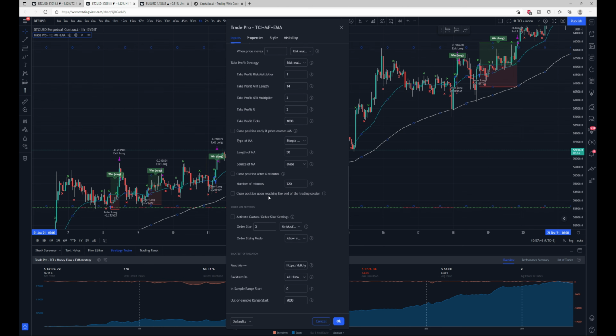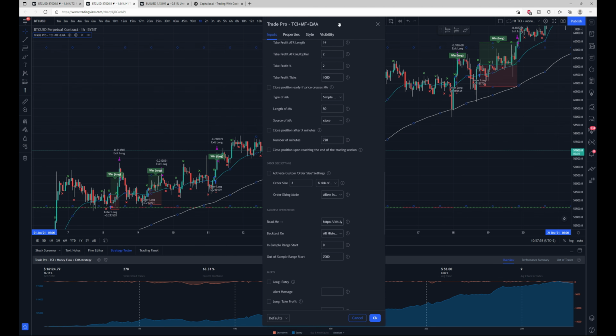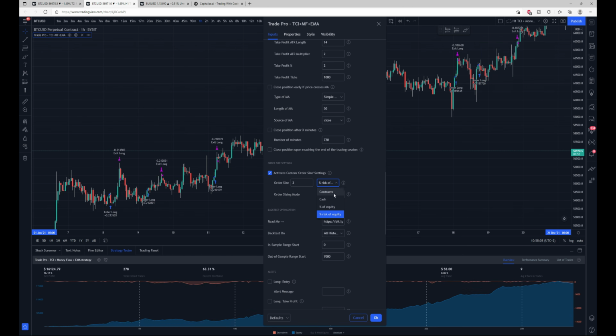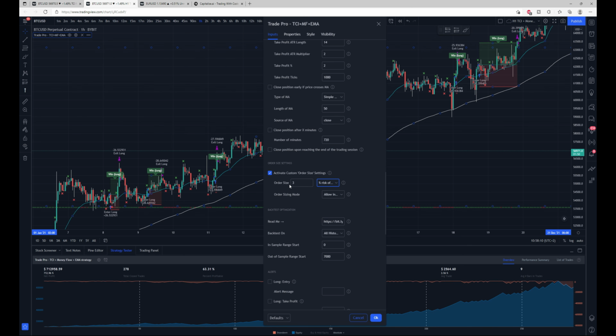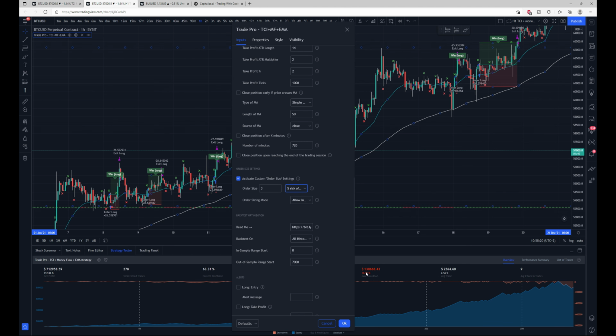You can have a few different things here, which are also found on the other trading scripts that we have available on the Patreon. And then there's the activate custom order size settings section. So if we want it to risk a certain percentage of the equity per trade, then we can do that, or a percent of the overall equity. We can do cash, contracts. But you can see if I change it to risk 3% of equity per trade, the net profit is going to be much higher. And then also, of course, the max drawdown is also higher.